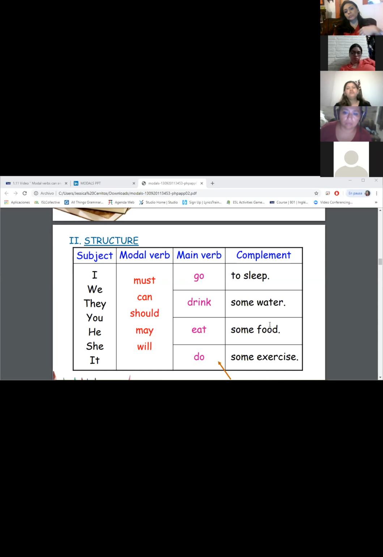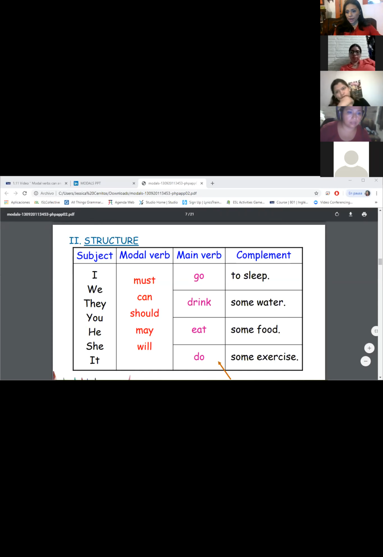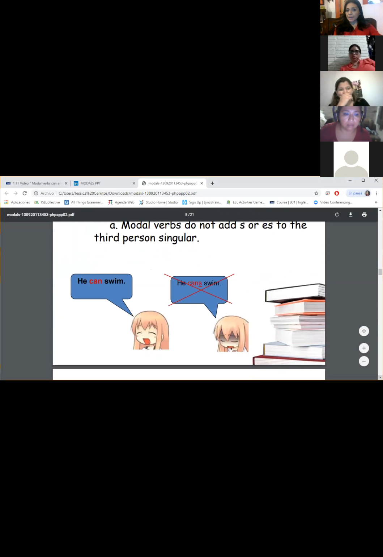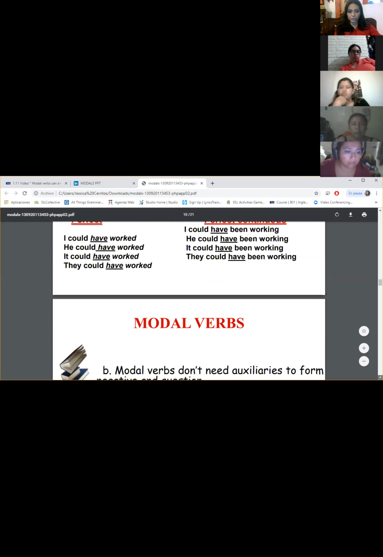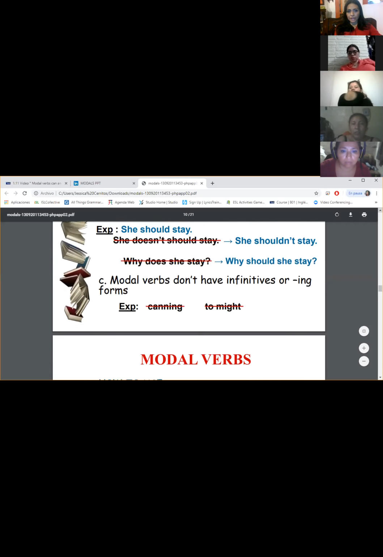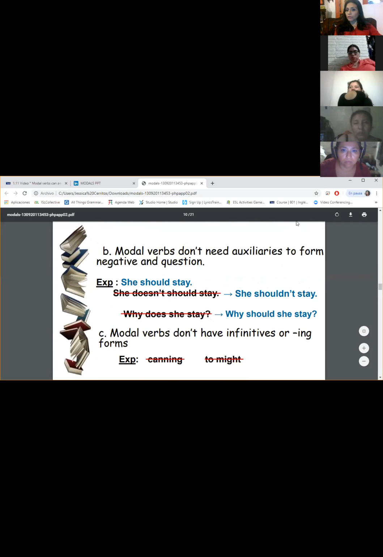Yes. Right. Okay, I want to show you this one here. This is the same, right? He can swim, we don't say he cans swim, never, never, never. Okay, hold on, I want to show you, okay, here. Let's look at this one. Modal verbs, like ya lo dijimos, pero aquí están estos ejemplos también. Modal verbs don't need auxiliaries to form negative and question.